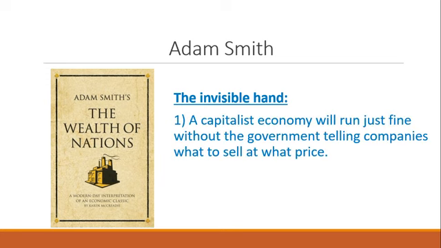So, according to the invisible hand, a capitalist economy will run just fine without the government telling companies what to sell at what price. And instead, supply and demand is going to determine the price of goods and services in a society.